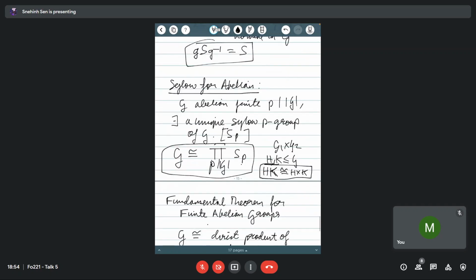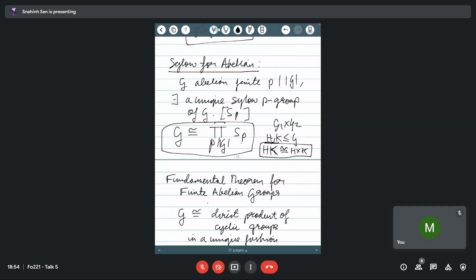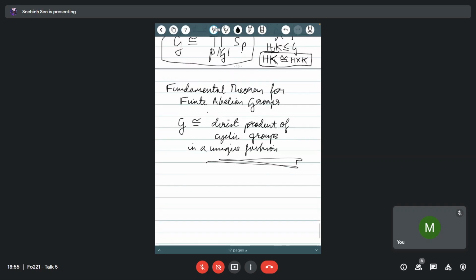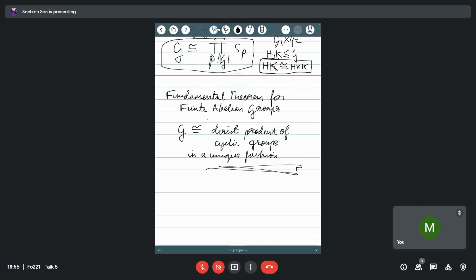And for abelian groups, it just gives us something much stronger, that G is isomorphic to the direct product of all these Sylow p-groups. And the fundamental theorem for finite abelian groups is just merging Sylow's theorem for abelian groups and the structure theory for p-groups. That is because any p-group is the direct product of cyclic groups, and any abelian group is the direct product of Sylow p-groups. Any abelian group is the direct product of cyclic groups. Not just that, in a unique fashion.